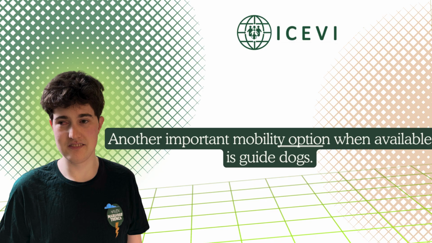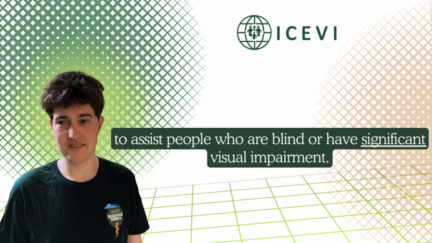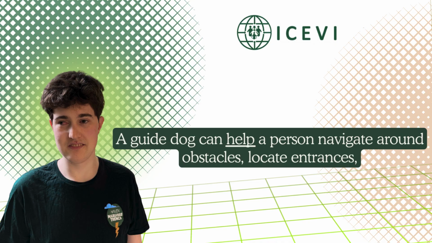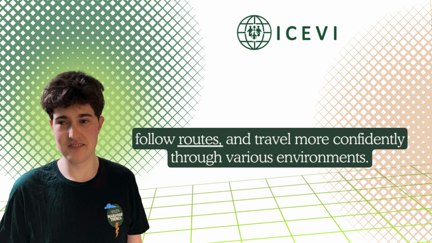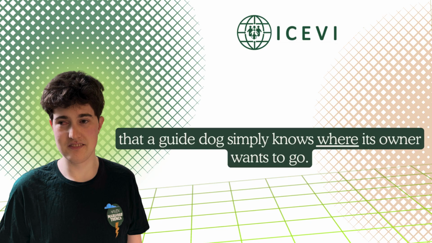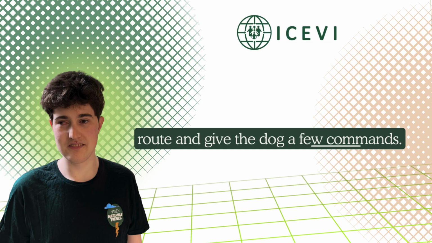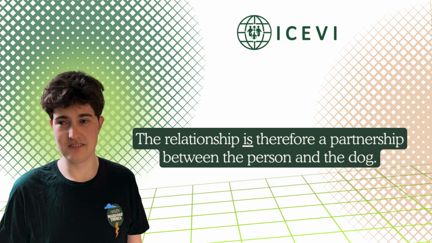Another important mobility option, when available, is guide dogs. Guide dogs are specifically trained to assist people who are blind or have significant visual impairment. A guide dog can help a person navigate around obstacles, locate entrances, follow routes, and travel more confidently through various environments. However, a common misconception is that a guide dog simply knows where its owner wants to go. The person still needs to understand their route and give the dog appropriate commands. The relationship is therefore a partnership between the person and the dog.